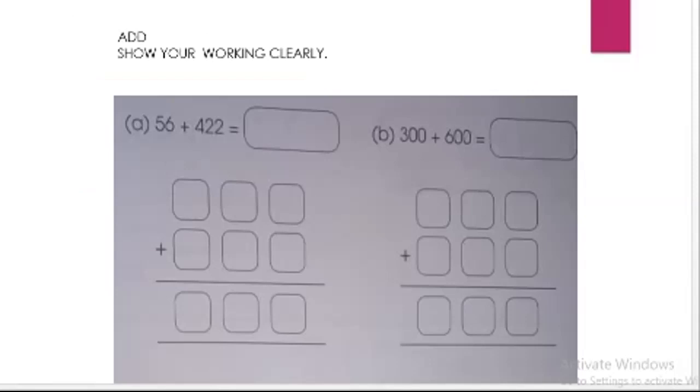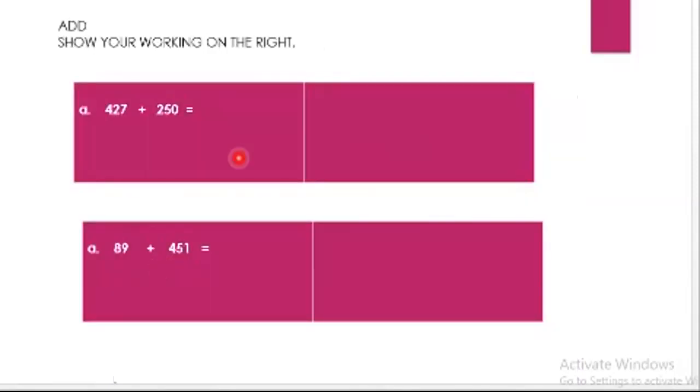But in this slide, they give you a column like this in your workbook, and they're asking you to show your working on the right. They give you this right side to show your working, but they are checking your skills, how you are placing the numbers. It's the same thing that I explained in the previous slide, how to place the numbers at their correct places. So without wasting time, I'm just going to move on.